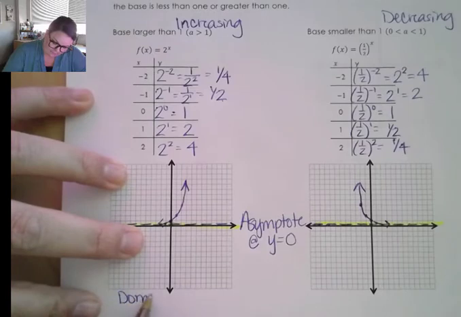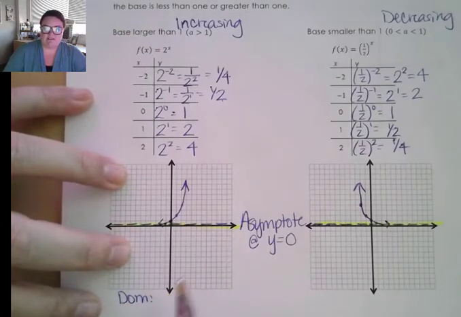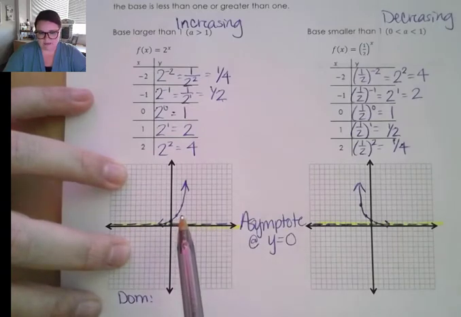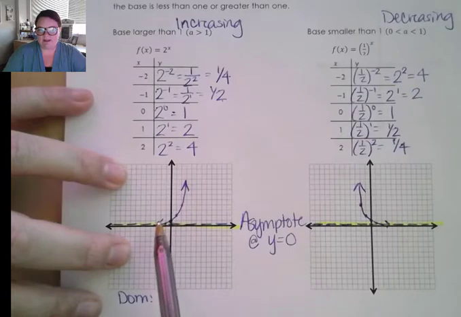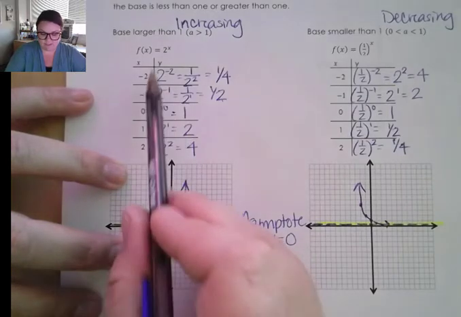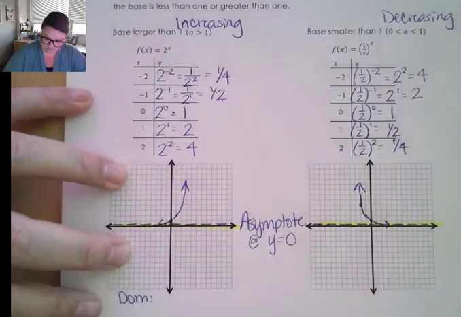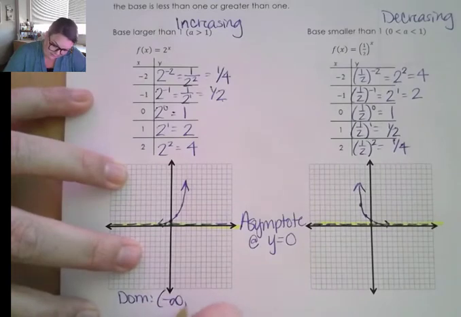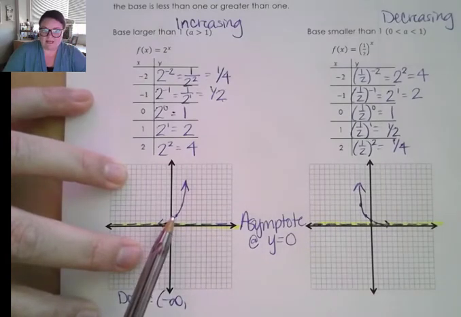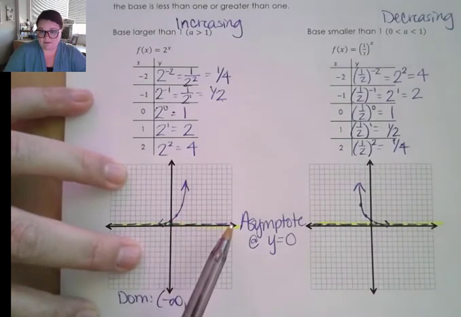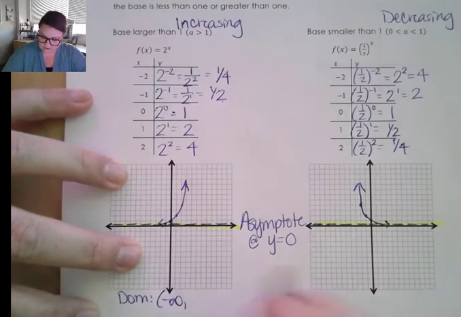Our domain on this first one, remember, domain is our x's. How far to the left to how far to the right is this going to go? And notice to the left, this can keep going back and back and back and back, right? Because I can continue to plug in negative exponents. So that's all the way back to -infinity. To the right, I can continue to plug in positive values into the exponent. So -infinity to +infinity.